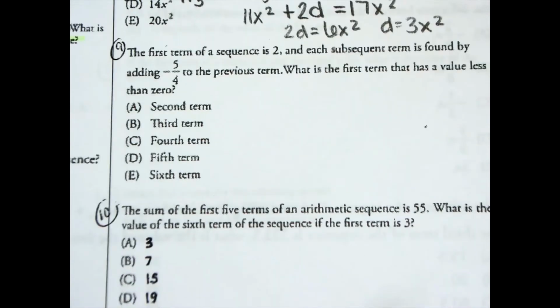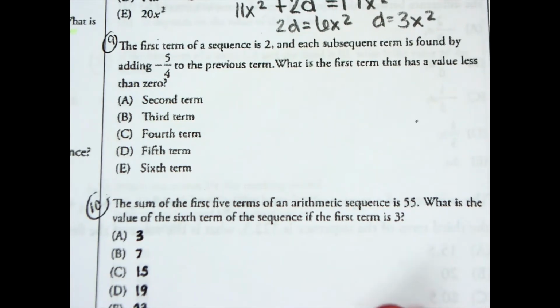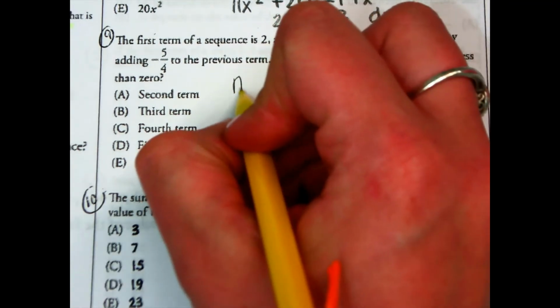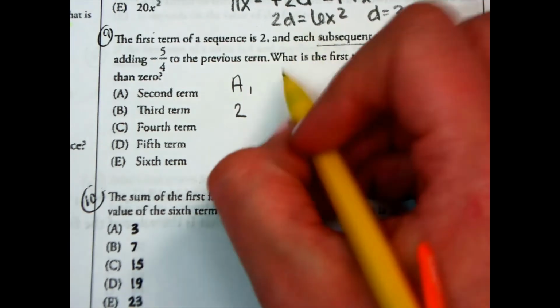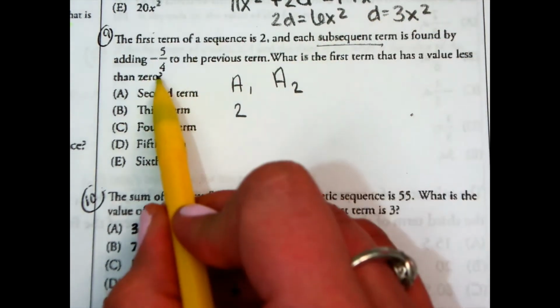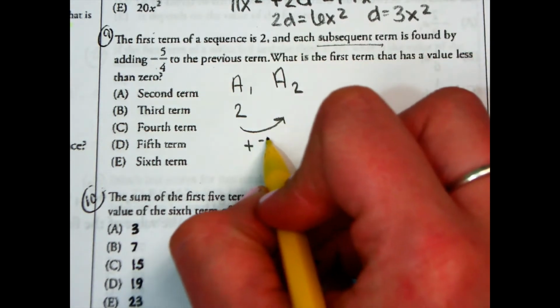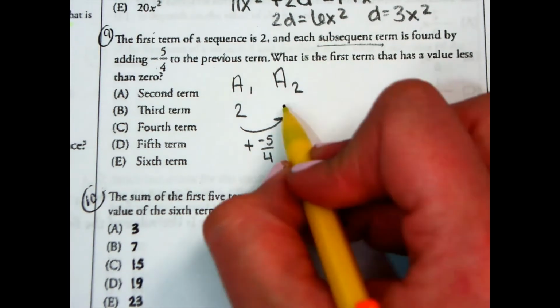Number 9. The first term in the sequence is 2, and each subsequent term is found by adding negative 5/4 to the previous term. What is the first term that has a value less than 0? Okay, so it says the first term in the sequence is 2, so a sub 1 is 2. Each subsequent term, which means each term after, so a sub 2, is found by adding negative 5/4 to the previous term. So to get from here to here, I would add negative 5/4, which is the same as subtracting 5/4. So 2 minus 5/4 is 3/4.